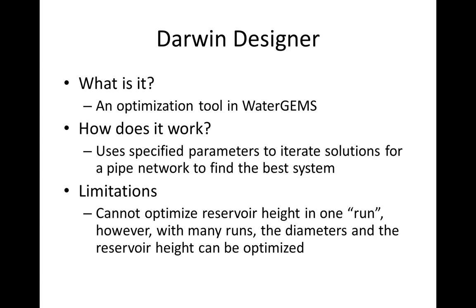It basically works by using specified parameters such as pressure constraints to iterate solutions for a pipe network to find the best system. The limitations are that it cannot optimize the reservoir height in one run because of the variable contour lines that you'll see in WaterGEMS in just a minute. But with many runs, the pipe diameters and the reservoir height can be optimized.